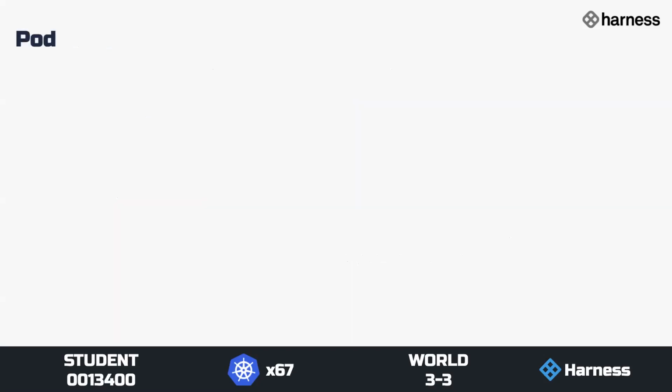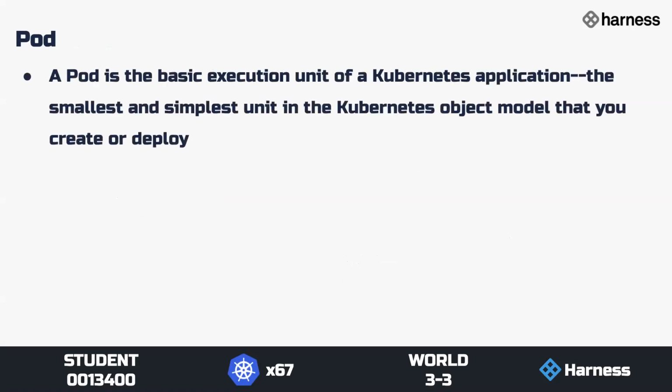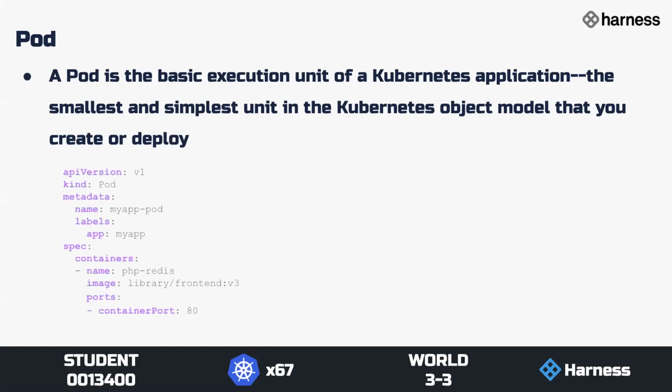Now we're going to move on to pods. This is an interesting one. It's good to know what a pod is because it's the basic execution unit. The pod is the smallest unit of work in Kubernetes, the smallest one that you've got. This is the pod YAML on the left-hand side. We've already talked about what the pod YAML is.